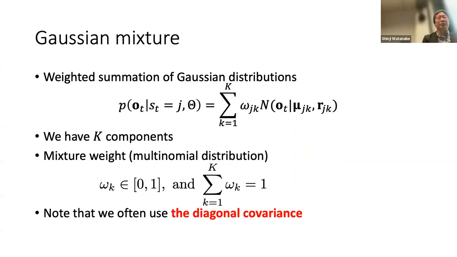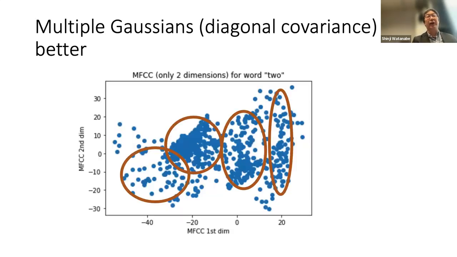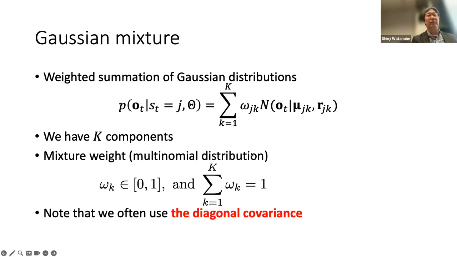And this kind of multiple Gaussian-based distribution is called the Gaussian mixture model. So the Gaussian mixture model has an additional parameter, which is the number of Gaussians. In this case, it's k equals 4. And then the weights also satisfy the condition of being between 0 and 1 and summing to 1.